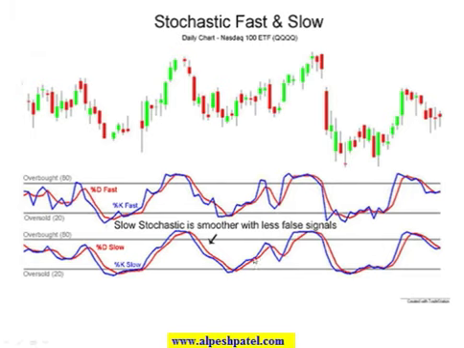So you might say, well, wait a minute. Slow stochastic is smoother with less false signals. You're right, less false signals. Still too premature very often. Now, I'm going to show you all examples of where it doesn't work.